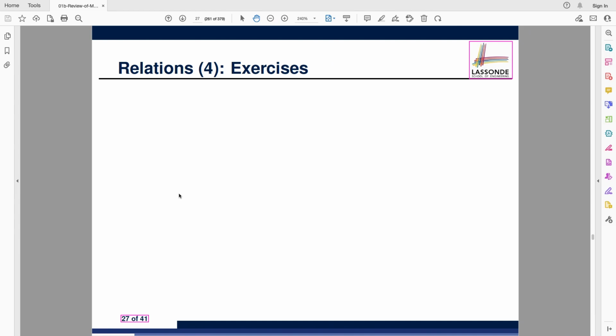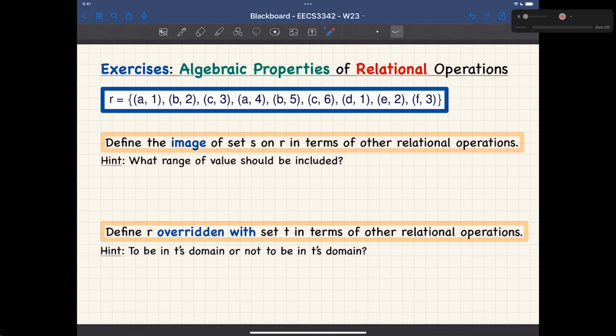And the 2 exercises I assigned you to do are about how you can rewrite 2 relational operators. I'll switch to iPad in a moment. One is about how you can rewrite the image. Oh, actually, I can switch right away. And then we can talk about the answer. Okay. So one question there was to rewrite the image. The other one is to rewrite the overriding operator. All right. Of course, you can find the answer already in the lecture slide.